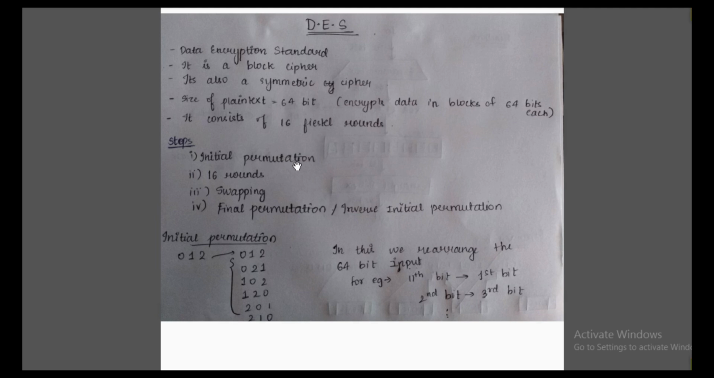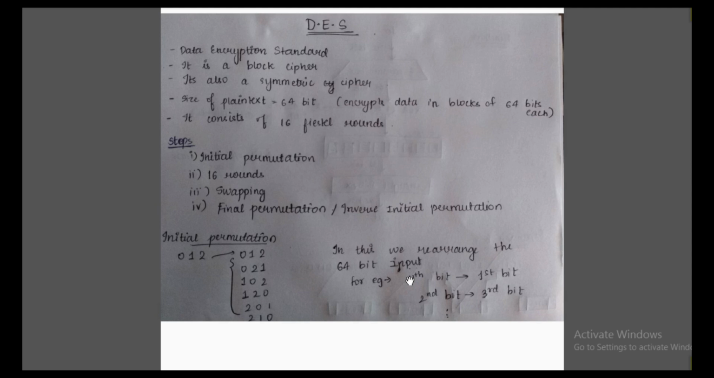First is the initial permutation. And what happens in initial permutation is, for example, you have the input data as 0, 1, 2. And you know that after trying various permutations and combinations, we have so many ways in which we can represent these 3 bits. So in a similar way, when we get the 64-bit input for the DES, then we rearrange it in such a way that this way will be defined.